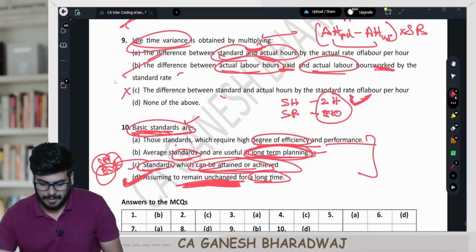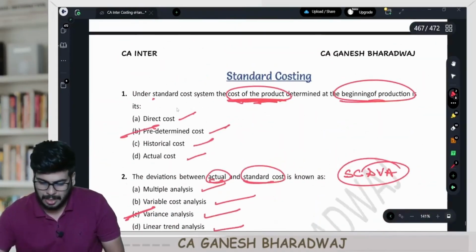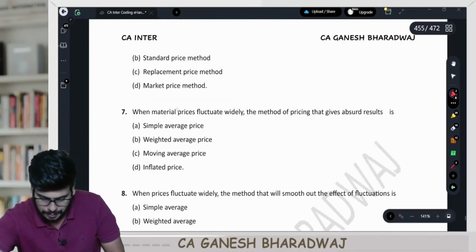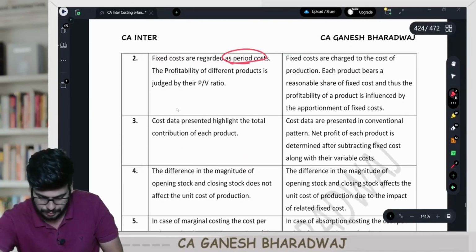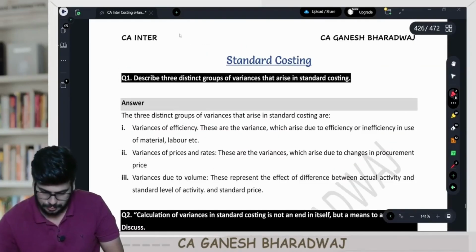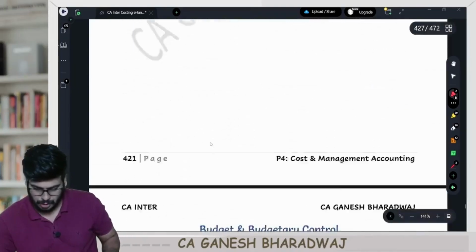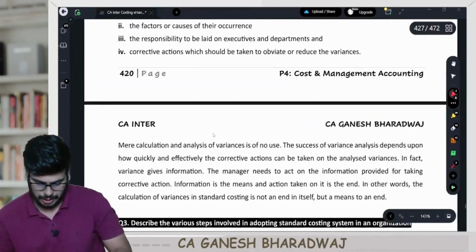So with this, we have finished all the MCQs in this chapter. Let's quickly go and capture up the theory section. How many questions? Just 3 questions there. Let's quickly knock it off.